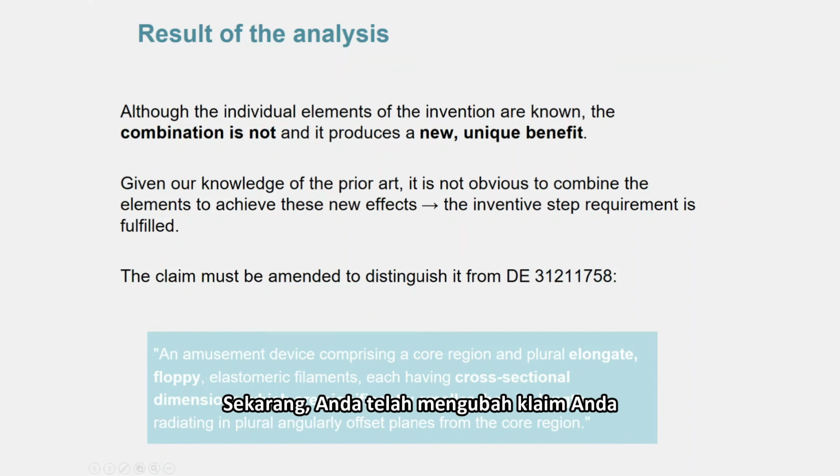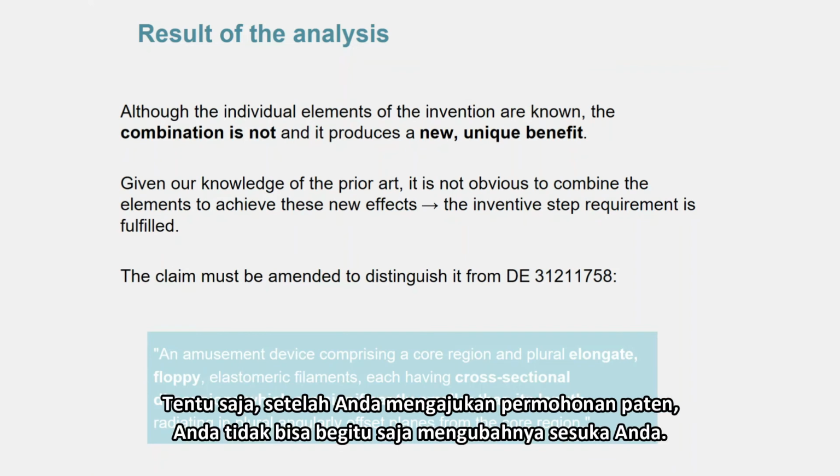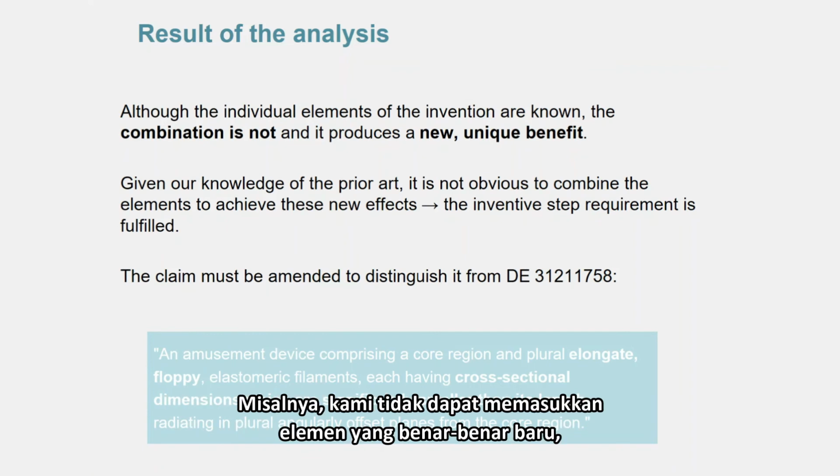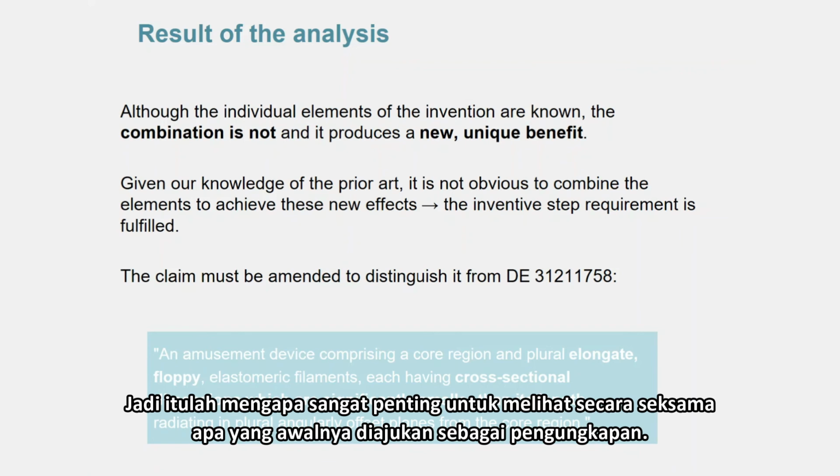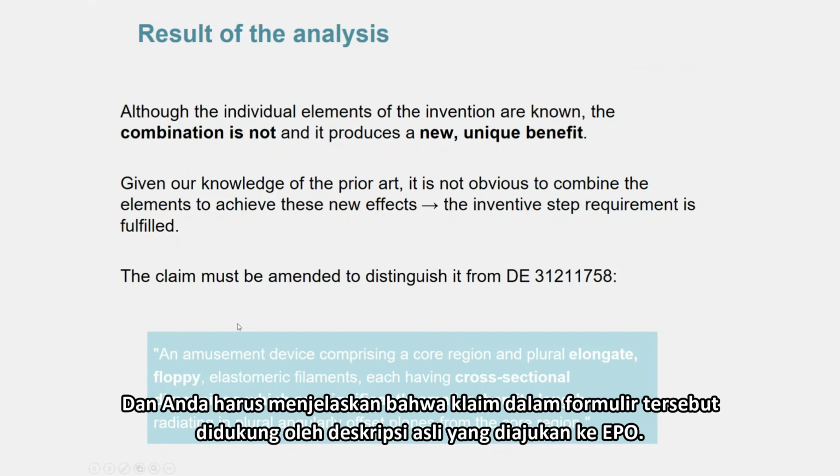Now you have changed your claim compared with what you originally filed. Of course, once you have filed the patent application, you cannot simply change it as you like. For example, you cannot introduce completely new elements, but any changes have to be supported by the document that you originally filed. So that is why it is so important to look thoroughly through what was filed originally as the disclosure. And you have to make clear that the claim in that form is supported by the original description that was filed with the EPO.